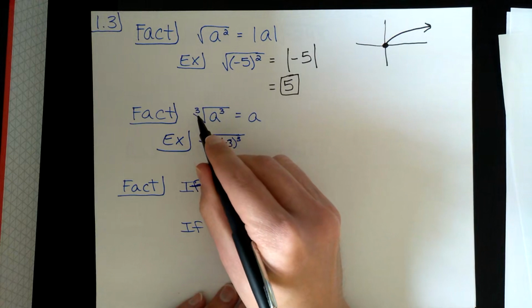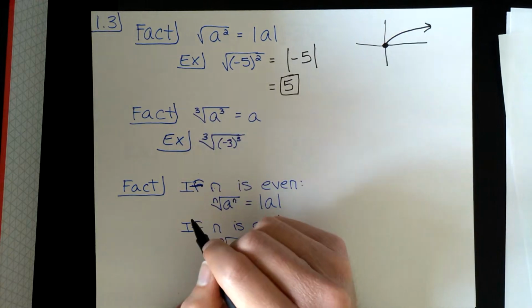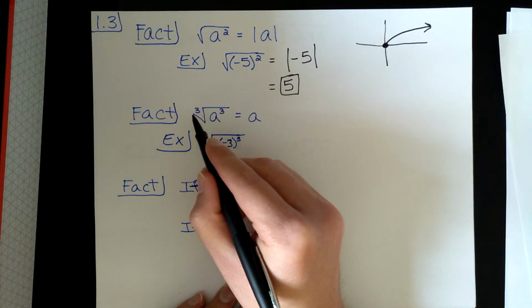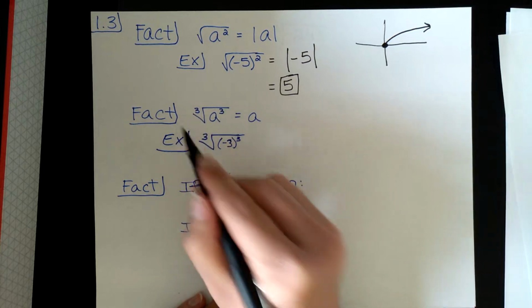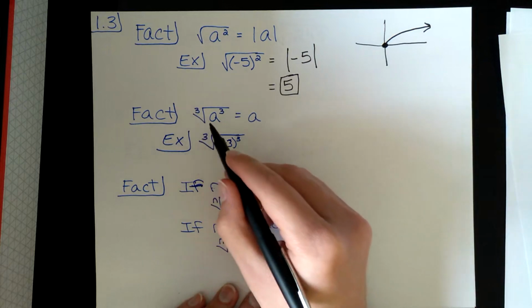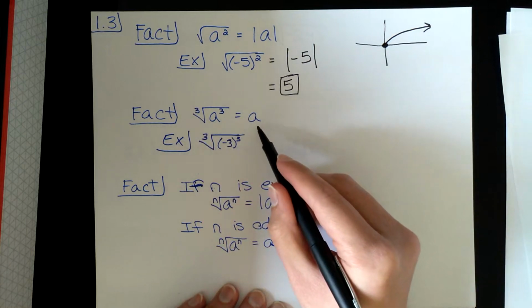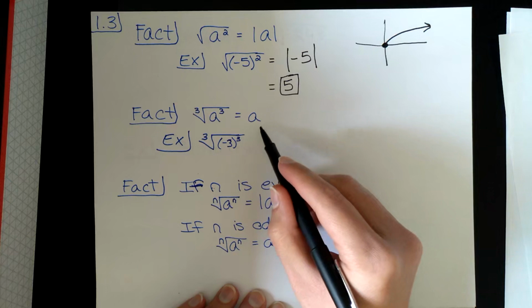Now, if we have the cube root of a cubed, remember cube root means for every 3 of the same factor, you can cancel them out and bring 1 to the outside. So for the cube root of a cubed, the result is just a. No absolute value needed.